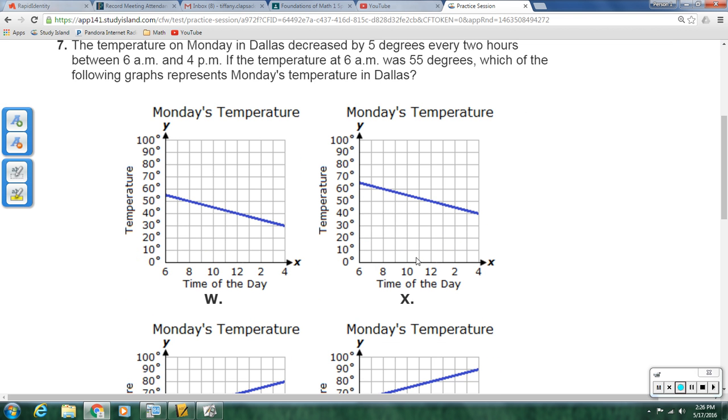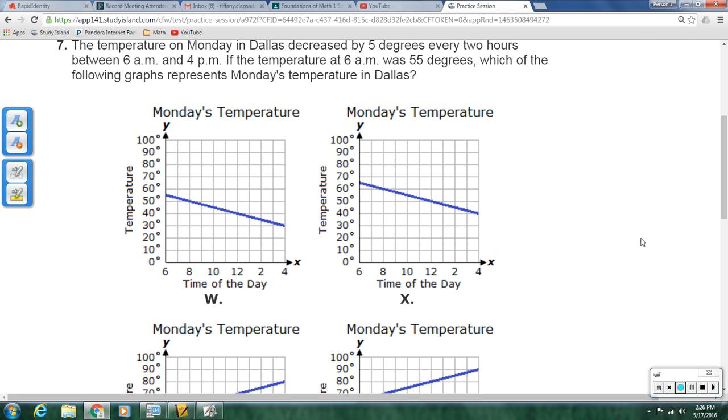I like these, these are easy. Alright, temperature on Monday in Dallas decreased. That's a negative, it went down. It's decreased by 5 degrees every 2 hours between 6 a.m. and 4 p.m. If the temperature at 6 a.m. was 55 degrees, which of the following graphs represents Monday's temperature?